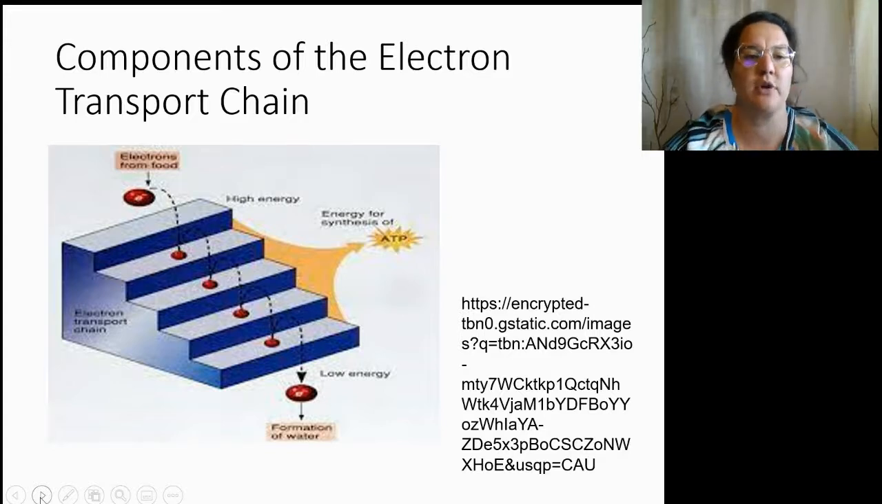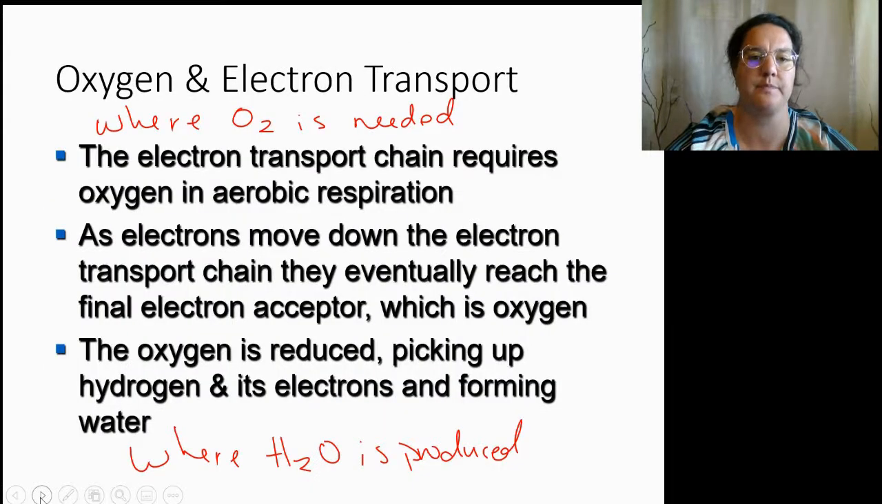So again, here we have our electron transport chain. As the electron goes down the steps, energy is used to move hydrogen across the cell wall. And as that hydrogen comes back into the cell wall through the ATP synthase channels, ATP is produced.